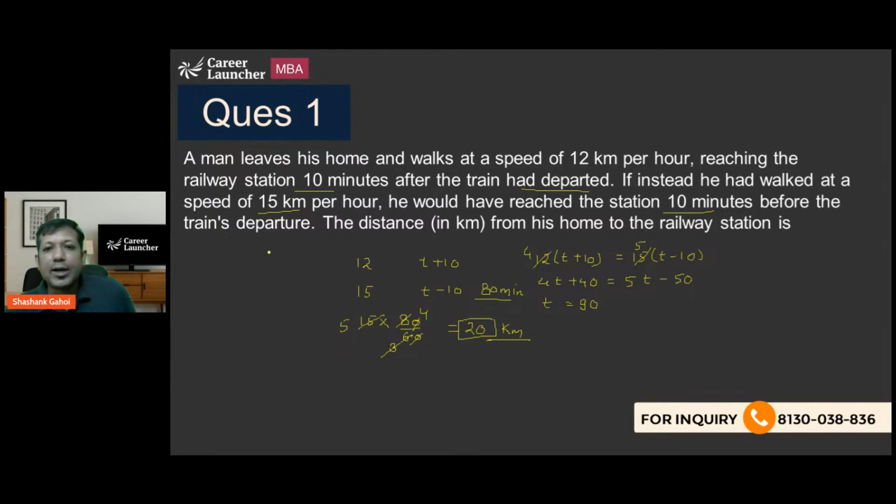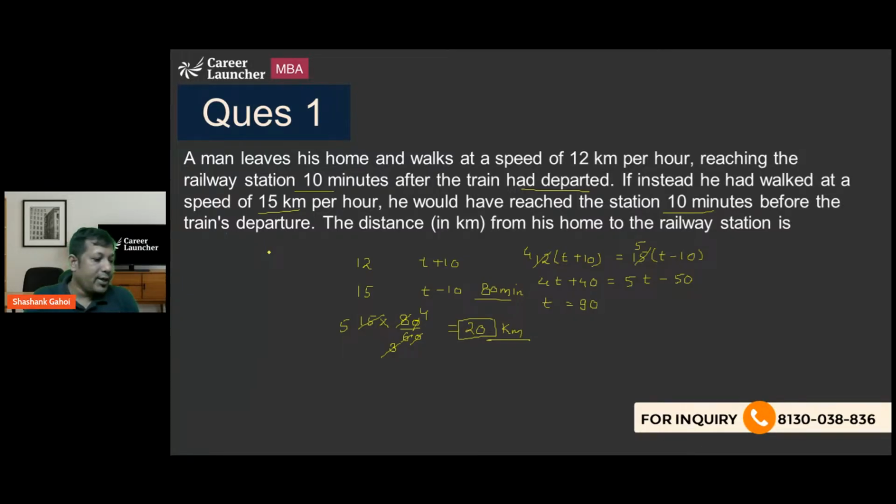Okay, so these kind of questions are very general questions. These kind of questions have been asked multiple times in CAT. So make sure whenever you solve these kind of questions, just take distance is equal to distance, because he is going from home to railway station, and in every case distance is always going to be same.